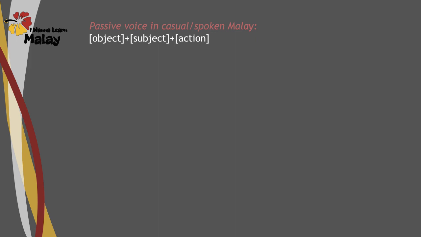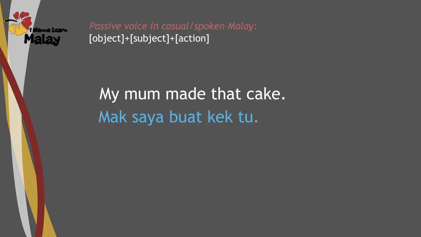Looking at the previous video's example, the English sentence was, "My mom made that cake." So that's an active sentence in English. The active sentence in Malay is, "Mak saya buat kek tu." And then we figured out how it looks like in a passive form, which is, "Kek tu mak saya buat."